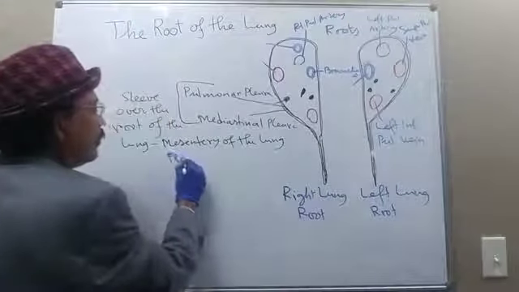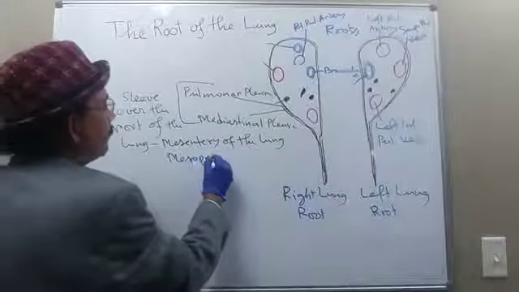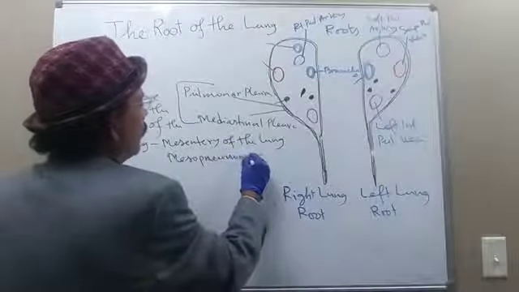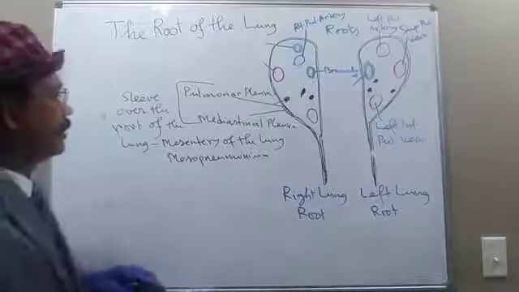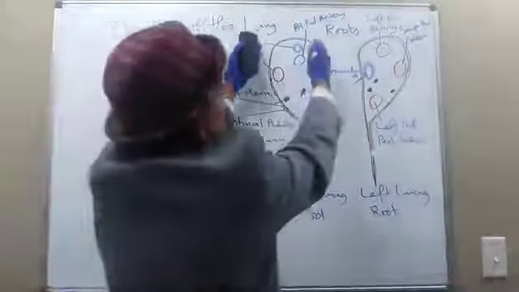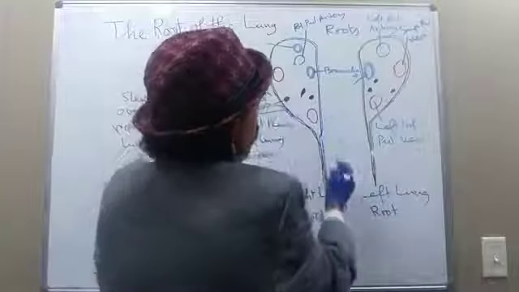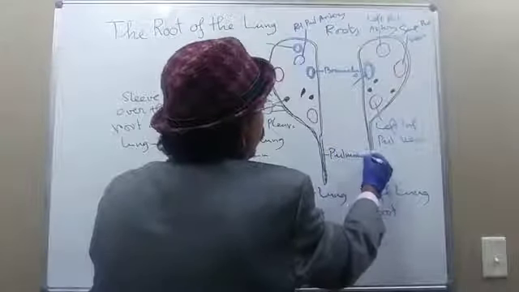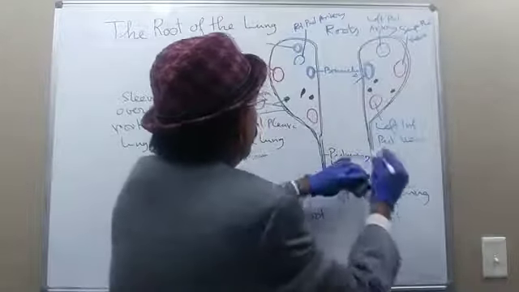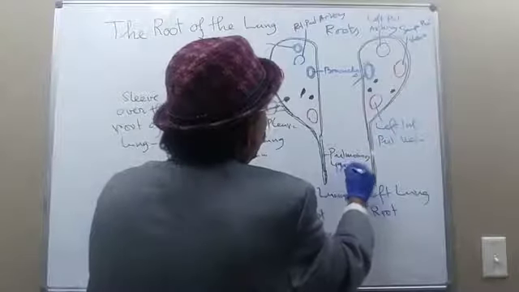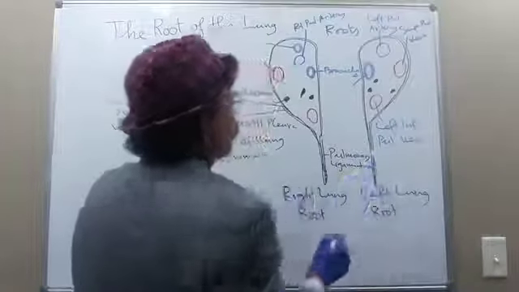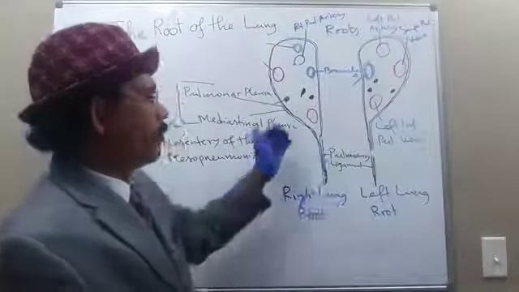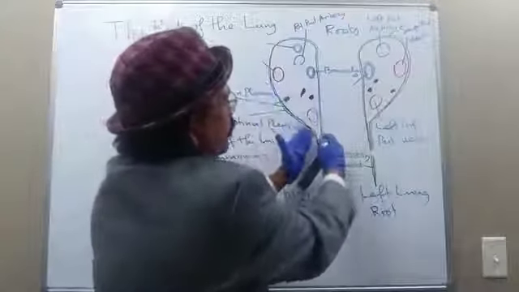Also called mesopneumonium. Okay, so you got that. And this sleeve of mediastinal pleura going down here to form the pulmonary ligament. This is the right pulmonary ligament, left pulmonary ligament, formed by the sleeve of the mediastinal pleura coming together.